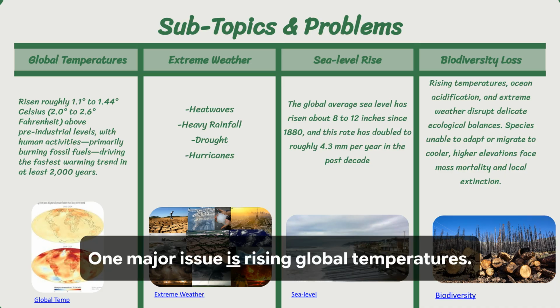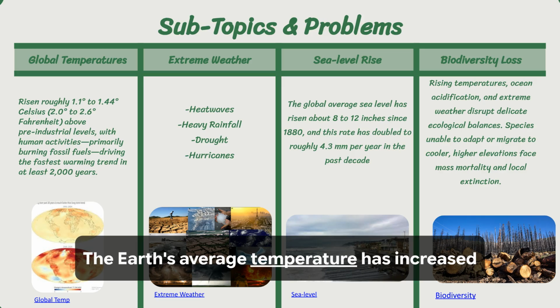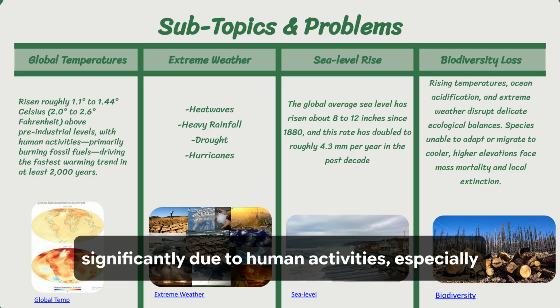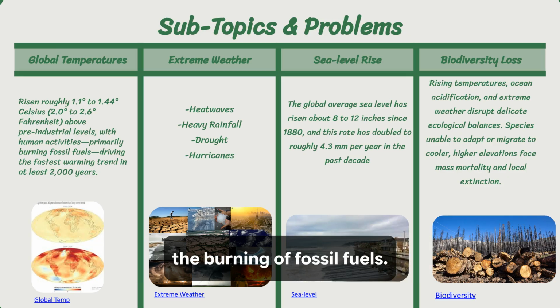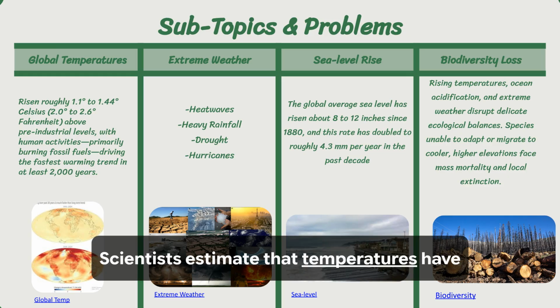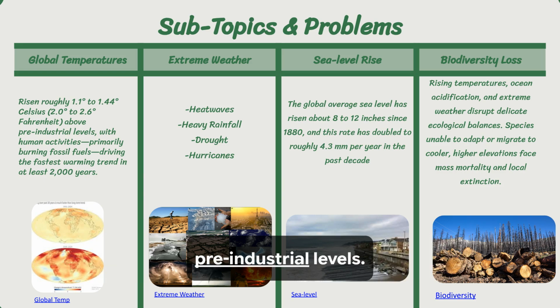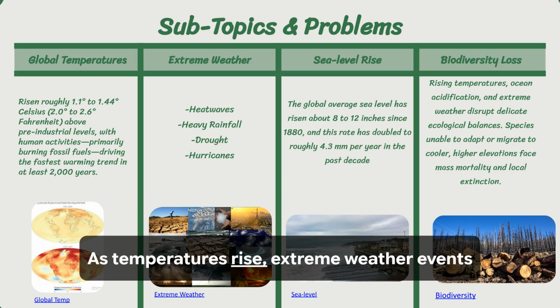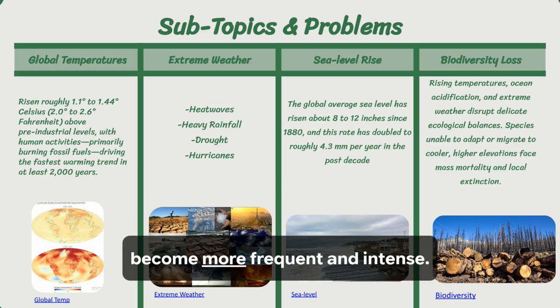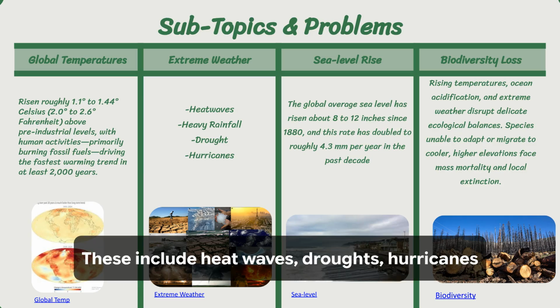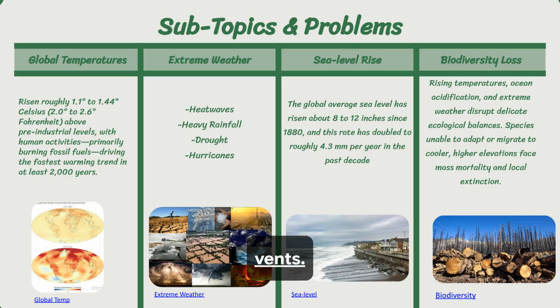One major issue is rising global temperatures. The Earth's average temperature has increased significantly due to human activities, especially the burning of fossil fuels. Scientists estimate that temperatures have risen roughly 1.1 to 1.44 degrees Celsius above pre-industrial levels. As temperatures rise, extreme weather events become more frequent and intense. These include heat waves, droughts, hurricanes, and heavy rainfall events.